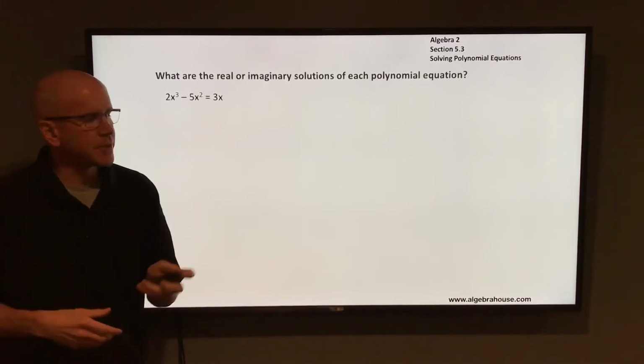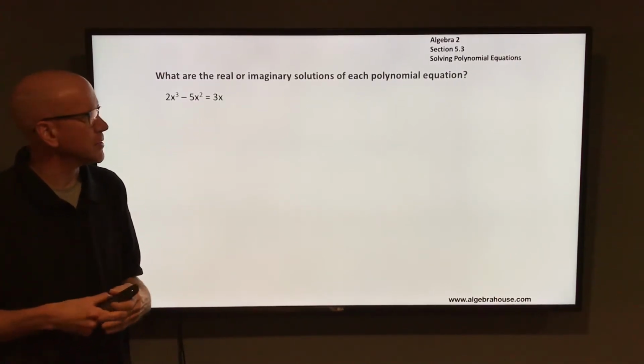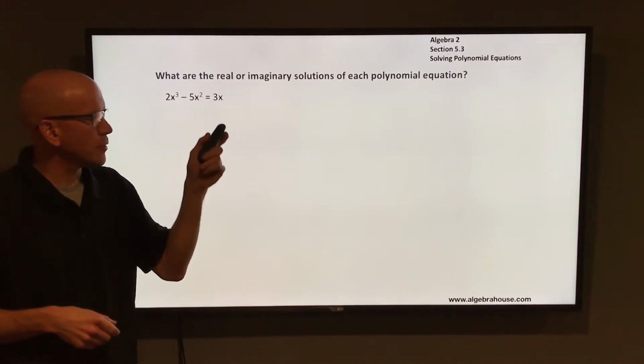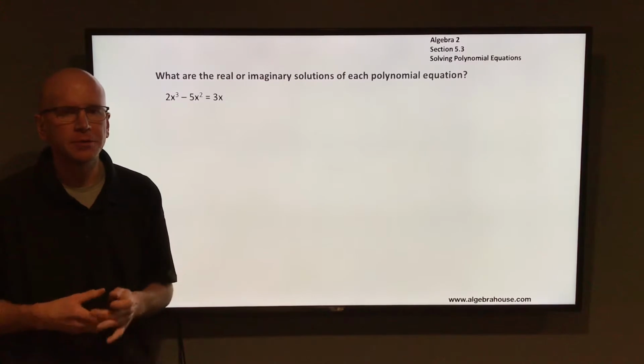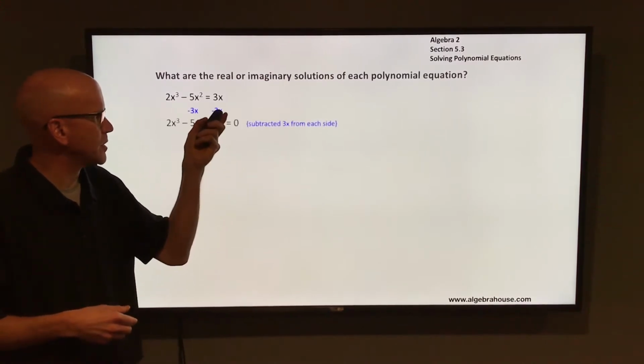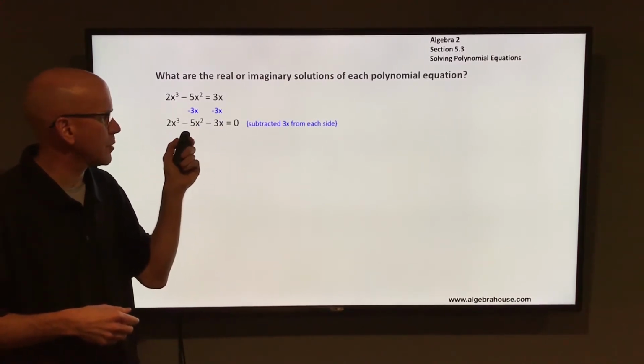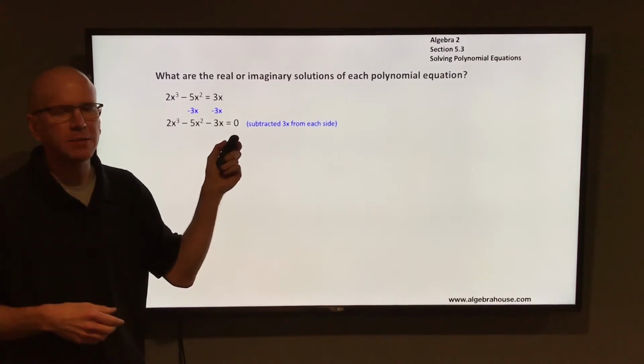What are the real or imaginary solutions of each polynomial equation? Starting with this one, 2x^3 - 5x^2 = 3x. You need to get everything to one side equal to 0 to solve this for x. We're going to subtract 3x from each side. When you do that, you get 2x^3 - 5x^2 - 3x = 0.